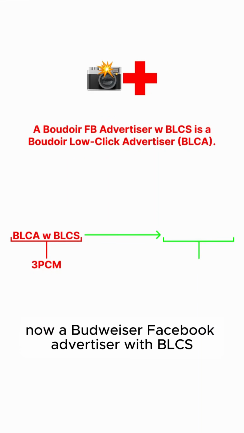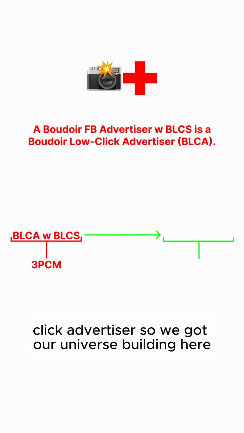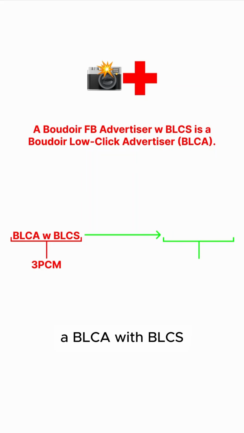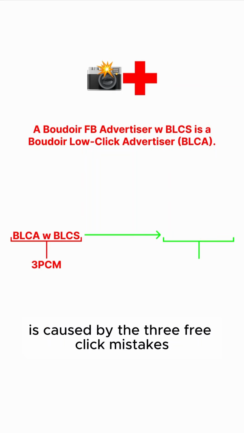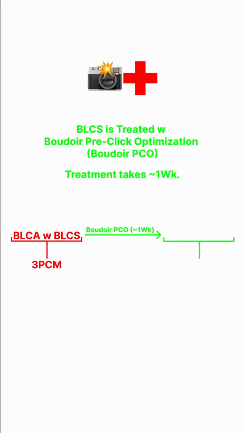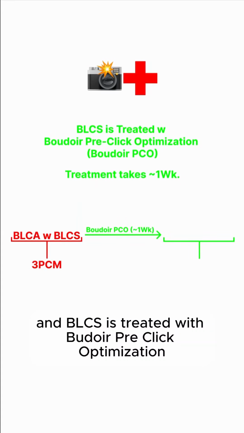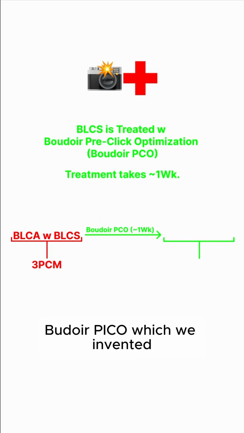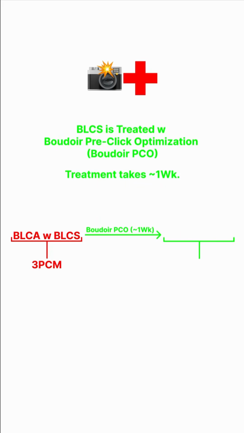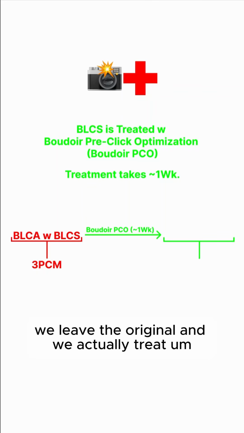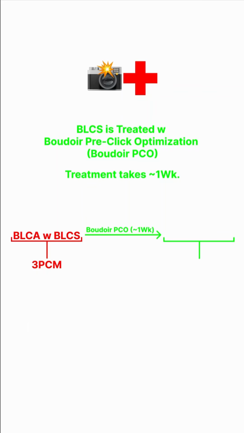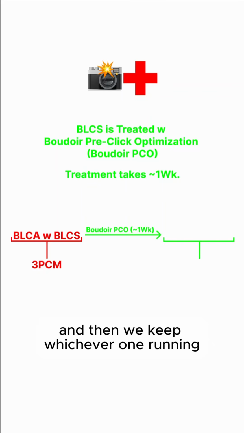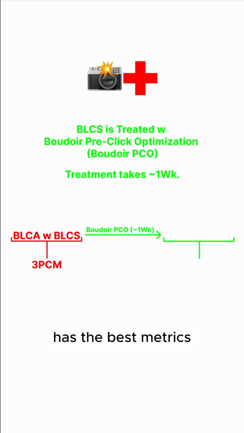Now, a Boudoir Facebook advertiser with BLCS is a Boudoir low-click advertiser. So we got our universe building here. A BLCA with BLCS is caused by the 3 pre-click mistakes. And BLCS is treated with Boudoir pre-click optimization, Boudoir Pico, which we invented. And treatment takes about a week. So we duplicate the current ad, we leave the original, and we actually treat the duplicated ad for a week, and then we keep whichever one running has the best metrics.